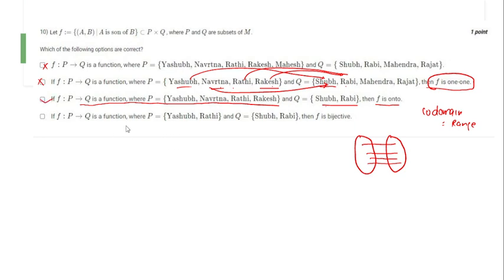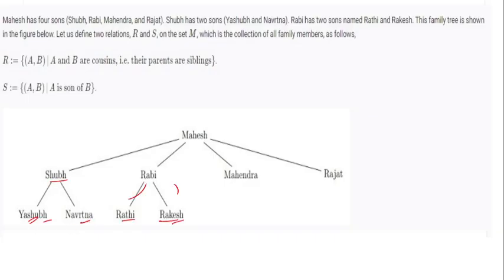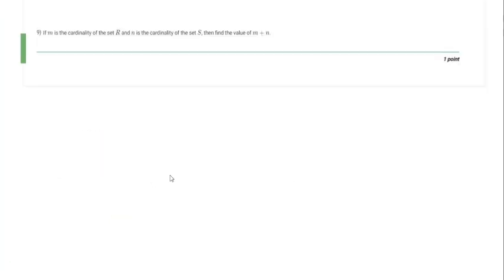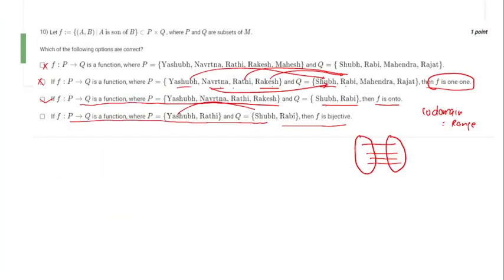The last option is P to Q is a function where P is Ysubh and Rathi, Q is Subh and Ravi, and f is bijective. Ysubh and Rathi are like cousins, and Ysubh will match with Subh, Rathi will match with Ravi. So that's why this is bijective, meaning this is 1-1 plus onto. So this option is correct.